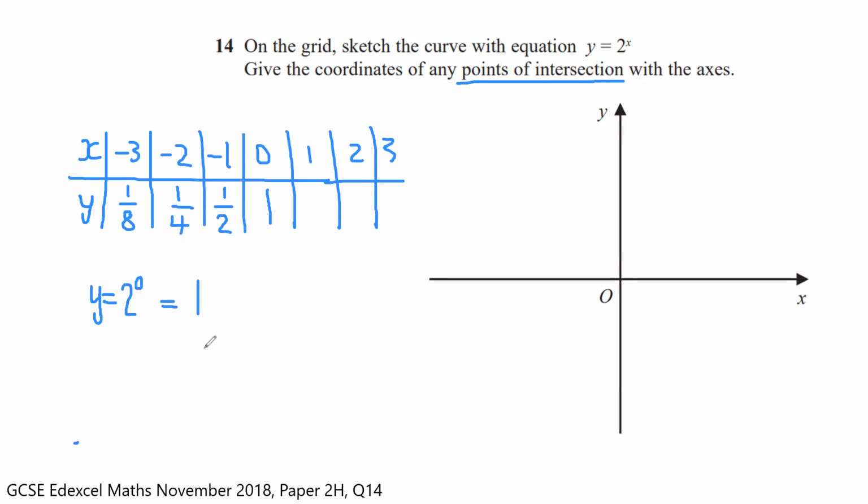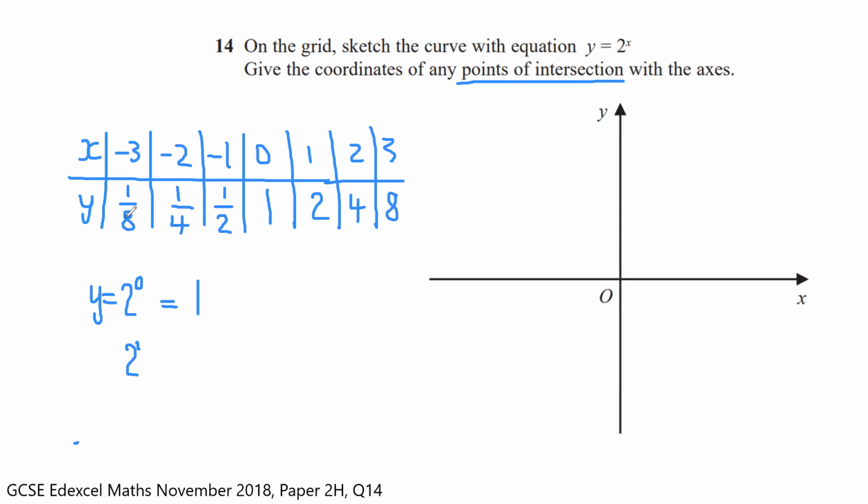Then the next one, we've got 2 to the power of 1. 2 to the power of 1 is just the number itself, so that would just be 2. 2 to the power of 2, hopefully you're all familiar with this, is just 2 squared. And then we've got 2 cubed, or 2 to the power of 3, which is 8.